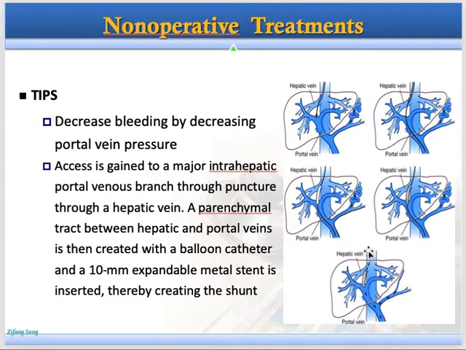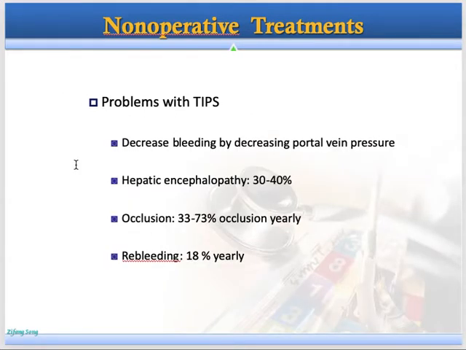Okay. And there are many other small complications like damage to the liver, damage to the adjoining structures. But in simple words, you can remember that it can lead to what? It can lead to the worsening of encephalopathy or development of encephalopathy. Okay. So this is called TIPS. The same thing which I explained, in hepatic encephalopathy, occlusion of the stent can occur and rebleeding can occur.